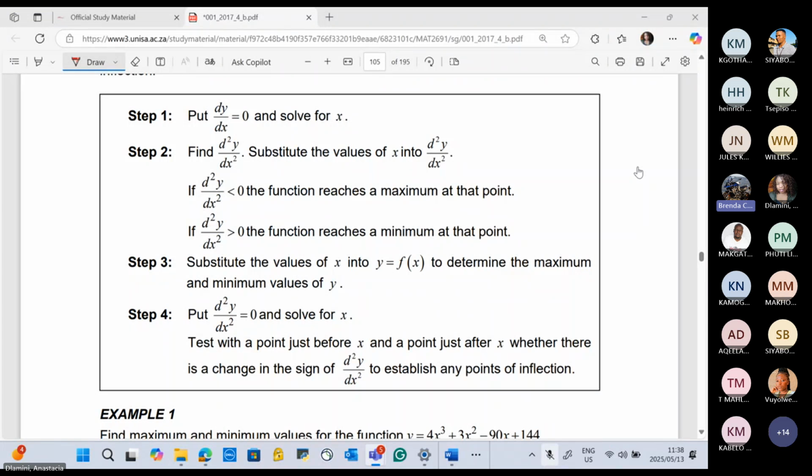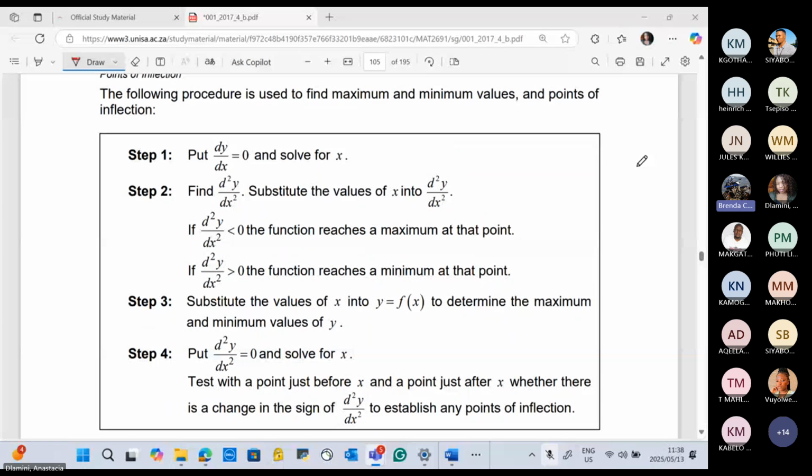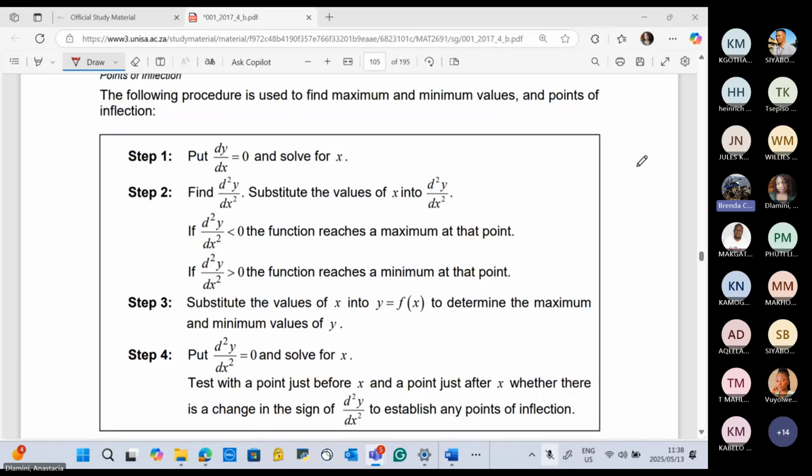There's nothing on the screen, ma'am. Oh yeah. Can you scroll a little bit up, ma'am, so that we see what that box is intending? The following. Okay, thank you.